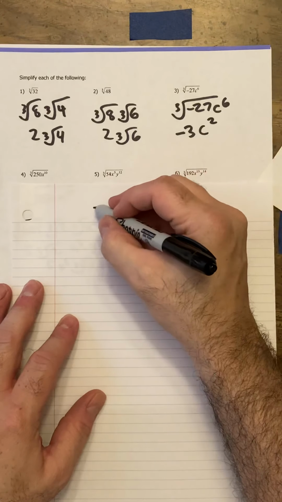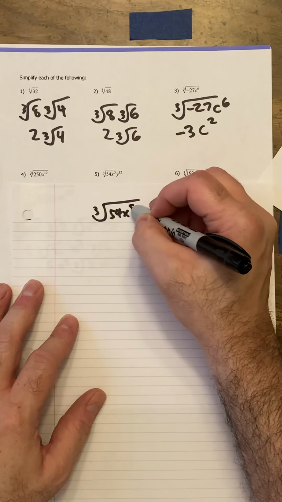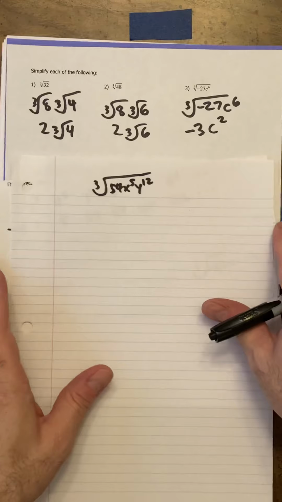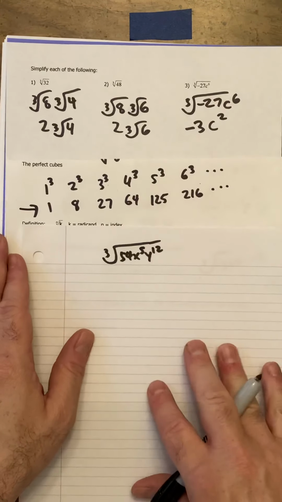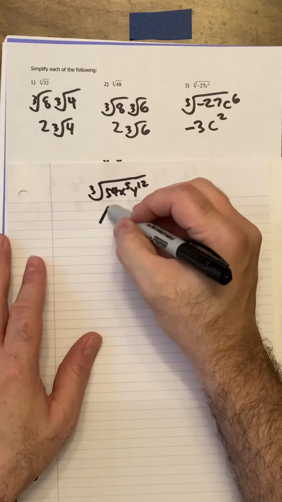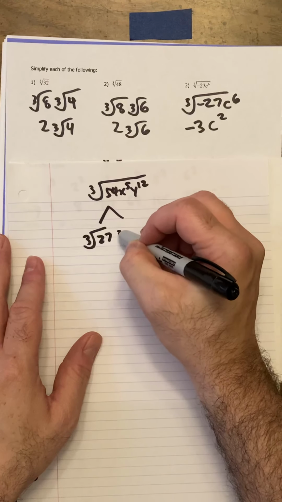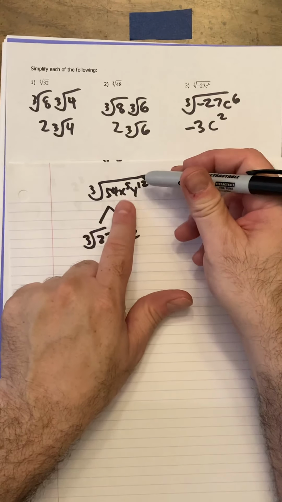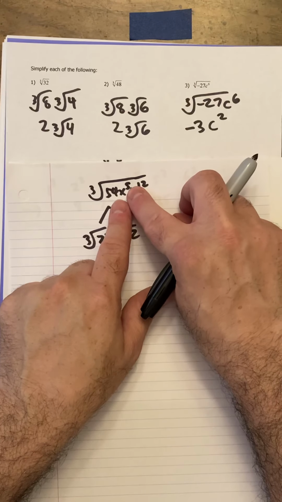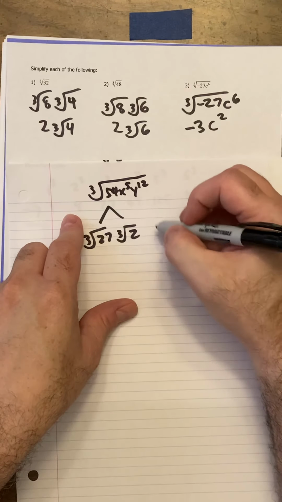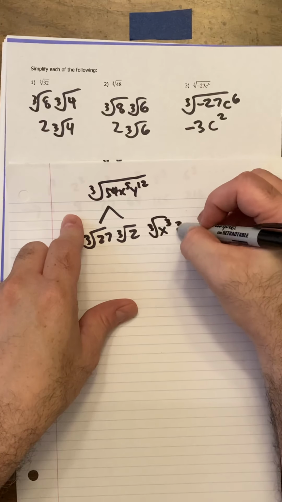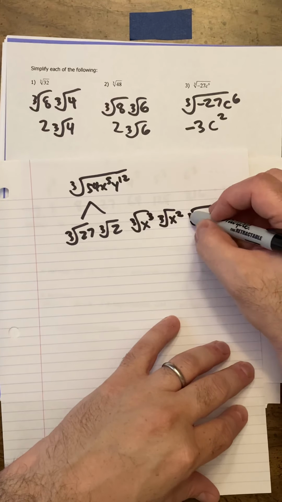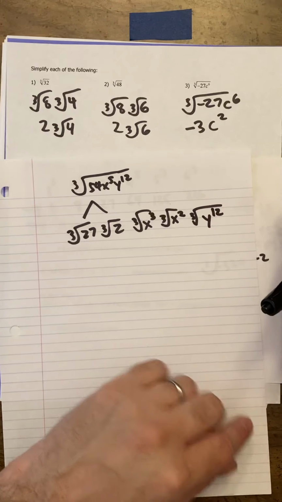This problem here is cube root 54 x to the 5th y to the 12th. Okay, so now we're going to think through this problem. We've got to think, okay, 54. What perfect cube goes into 54? 27 does. Break down to cube root 27, cube root 2. X to the 5th. Well, the next largest smaller variable with an exponent will be x to the 3rd. So we're going to have to break that into cube root x cubed, cube root x squared, where 3 and 2 make 5. And the y to the 12th, that's going to be a perfect cube because 3 goes into 12 evenly. Let's see what we get.